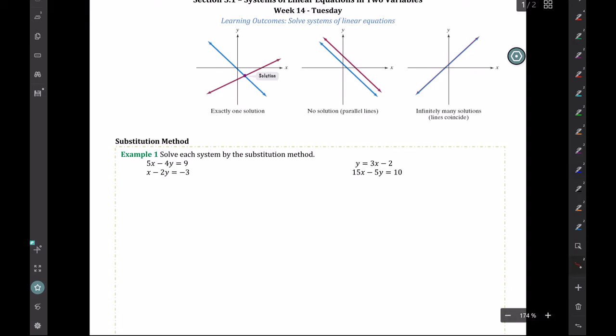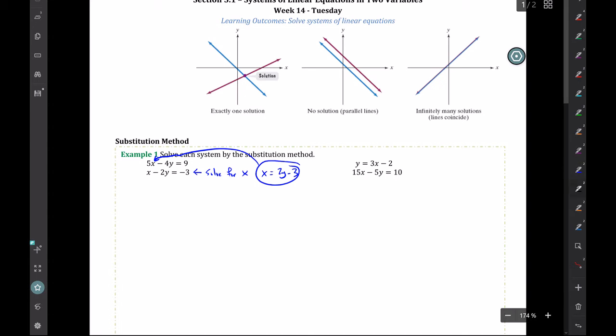There are a number of different ways to solve systems of equations, and the first way I'm sure you're familiar with is substitution. In the substitution method, you solve for one of the variables, and then you plug that back in. In this case, I think it's easiest to solve for x in the second equation. When you solve for x, you get x equals 2y minus 3. I just added 2y to both sides.